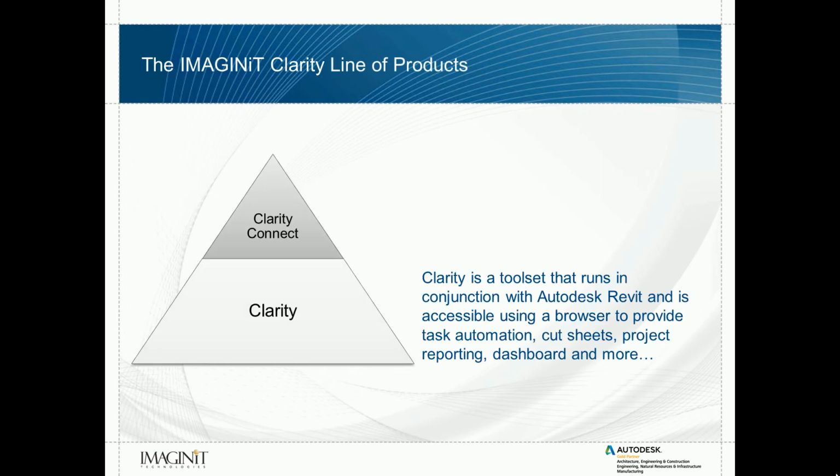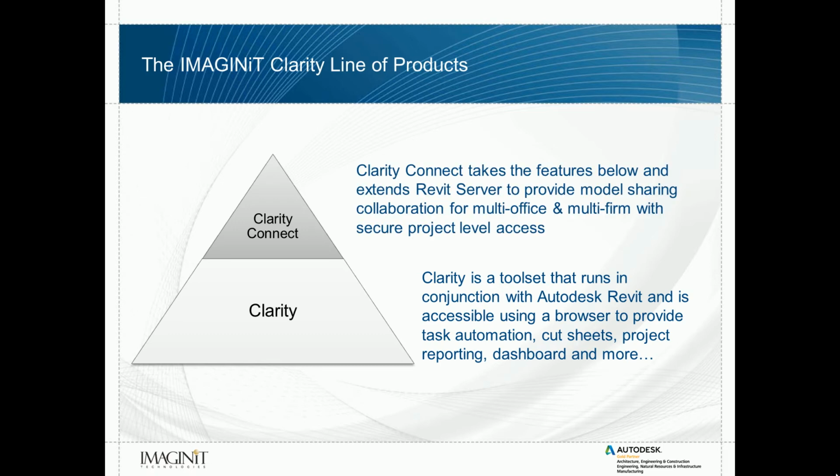IMAGINiT Clarity starts off with the base product, and this is a tool set that runs in conjunction with Autodesk Revit. It's accessible using a browser, and you can provide things like task automation, cut sheets, project reporting, dashboard, and more. If you're not familiar with what these terms are, I'll cover these as we go along. The other thing is our Clarity Connect product, and this allows you to take the features that we just talked about, and it builds and extends on top of Revit Server to provide model sharing and collaboration for multi-office, multi-firm, and provide secure project level access.